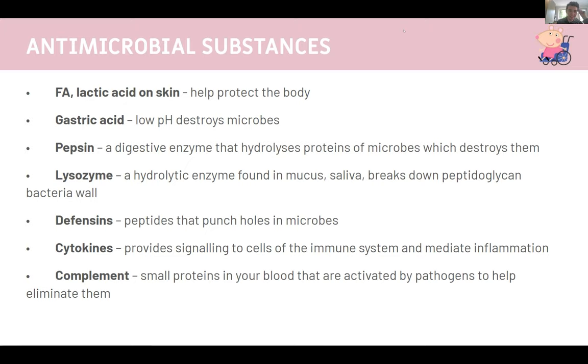So after pepsin, basically it's a digestive enzyme and it hydrolyzes the proteins of microbes, destroying them. Some other antimicrobial substances we have are lysozymes. David touched on these earlier. Like pepsin, these are hydrolytic enzymes found in our mucus, saliva, and tears, and they break down the peptidoglycan bacterial wall. We also have defensins. These punch holes in microbes, killing them. And cytokines are signaling molecules that tell the cells of our immune system there's an infection and to migrate to the area. They also help mediate inflammation, which we will touch on later.